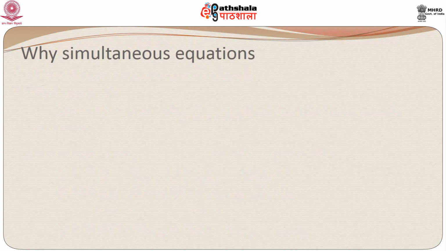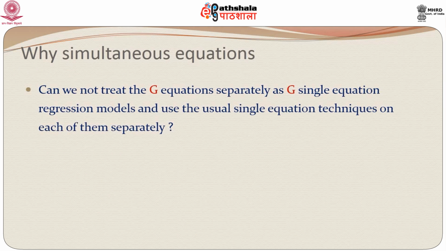Now, the next question is why simultaneous equations? If you observe what we did before, and if you observe what we just did, y1 could be written in terms of G minus 1 endogenous variables and k exogenous variables. Similarly, for the other variables. So, the question is, why do not we treat the G equations separately? Why do we need to take them together in a simultaneous equation system rather than do G single equation regression models? And if we do that, it is easy because you can use the single equation techniques on each of them separately and get the estimates.